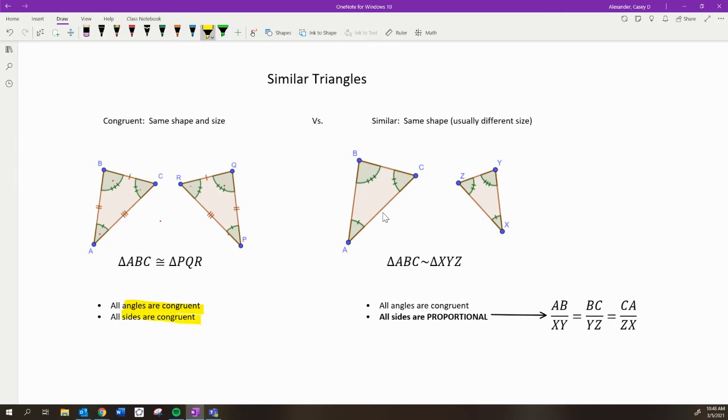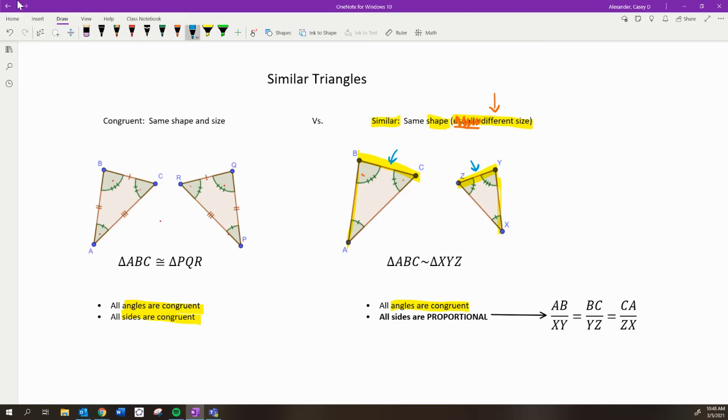But then I wanted to note that now similar triangles are the same shape, but it says usually a different size. Because technically, if triangles are congruent, then they're also similar, right? If they are not dilated at all, they're just the same triangle. But really, let's just think of similar triangles as being the same shape, but a different size. And if they're the same shape, then all the angles are always congruent, but the sides, instead of being congruent, are proportional. And so this says, for instance, that side AB over side XY, if I do AB divided by XY, I'll get the same value as if I do BC divided by YZ, because those are corresponding sides.